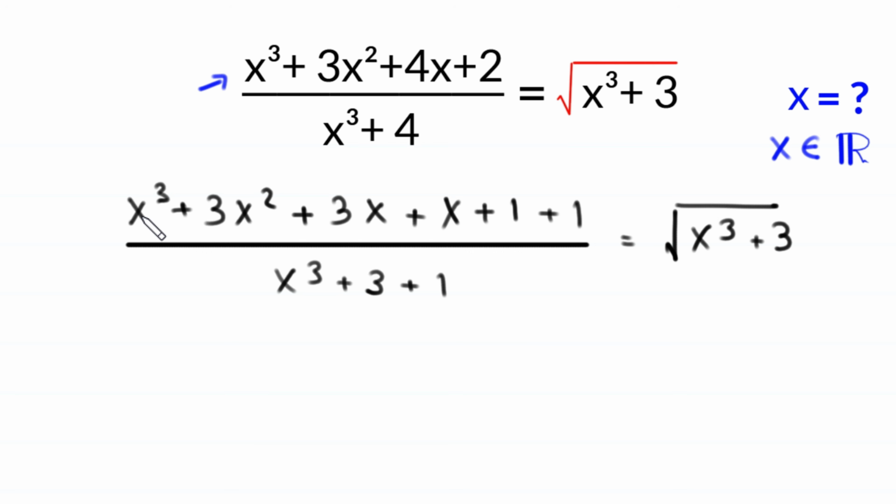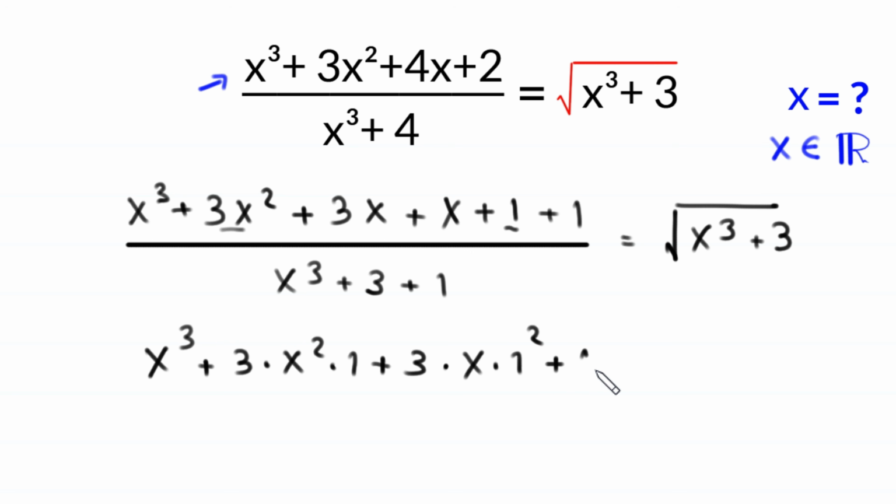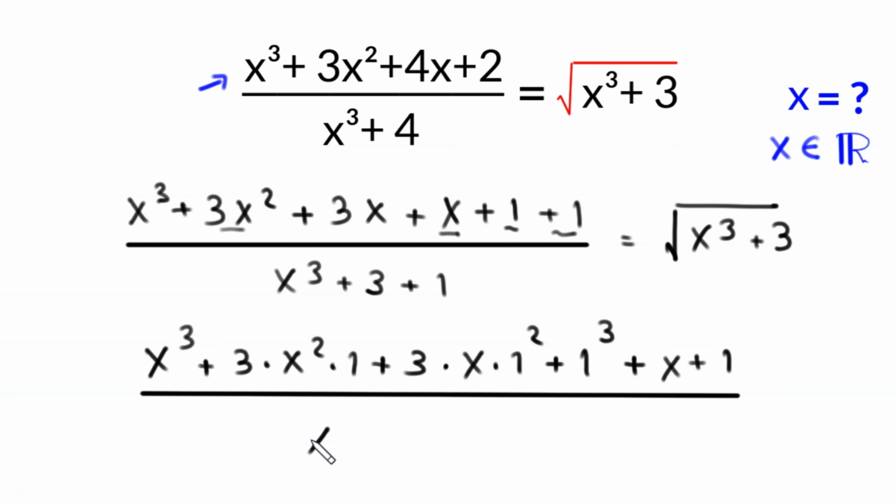Next, this numerator x cubed plus 3x squared is the same as x cubed plus 3 times x squared times 1, plus this 3x can be written as 3 times x times 1 squared, plus this 1 can be written as 1 cubed, plus this remaining x and this remaining plus 1, so x plus 1 divided by x cubed plus 3 plus 1 equal to the square root of x cubed plus 3.